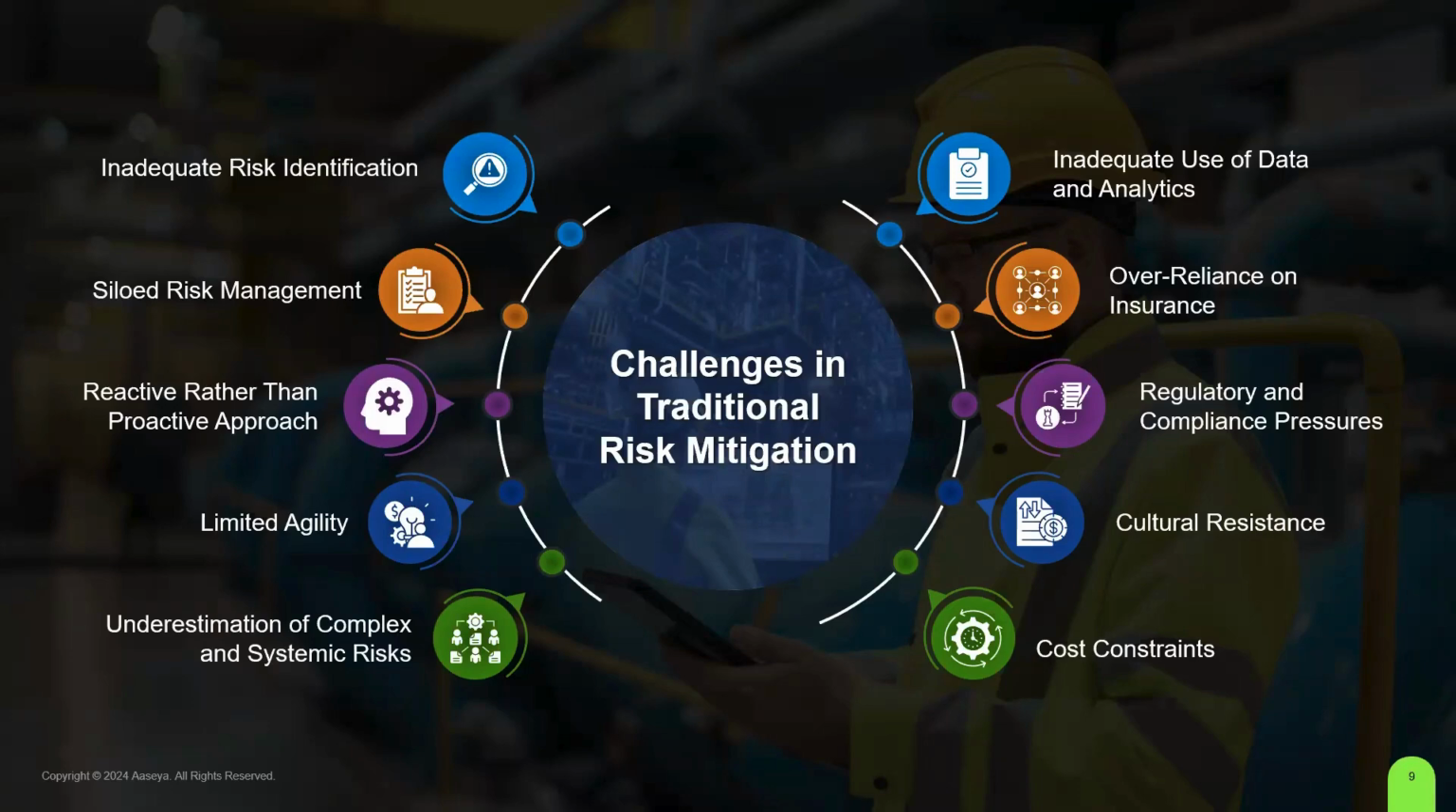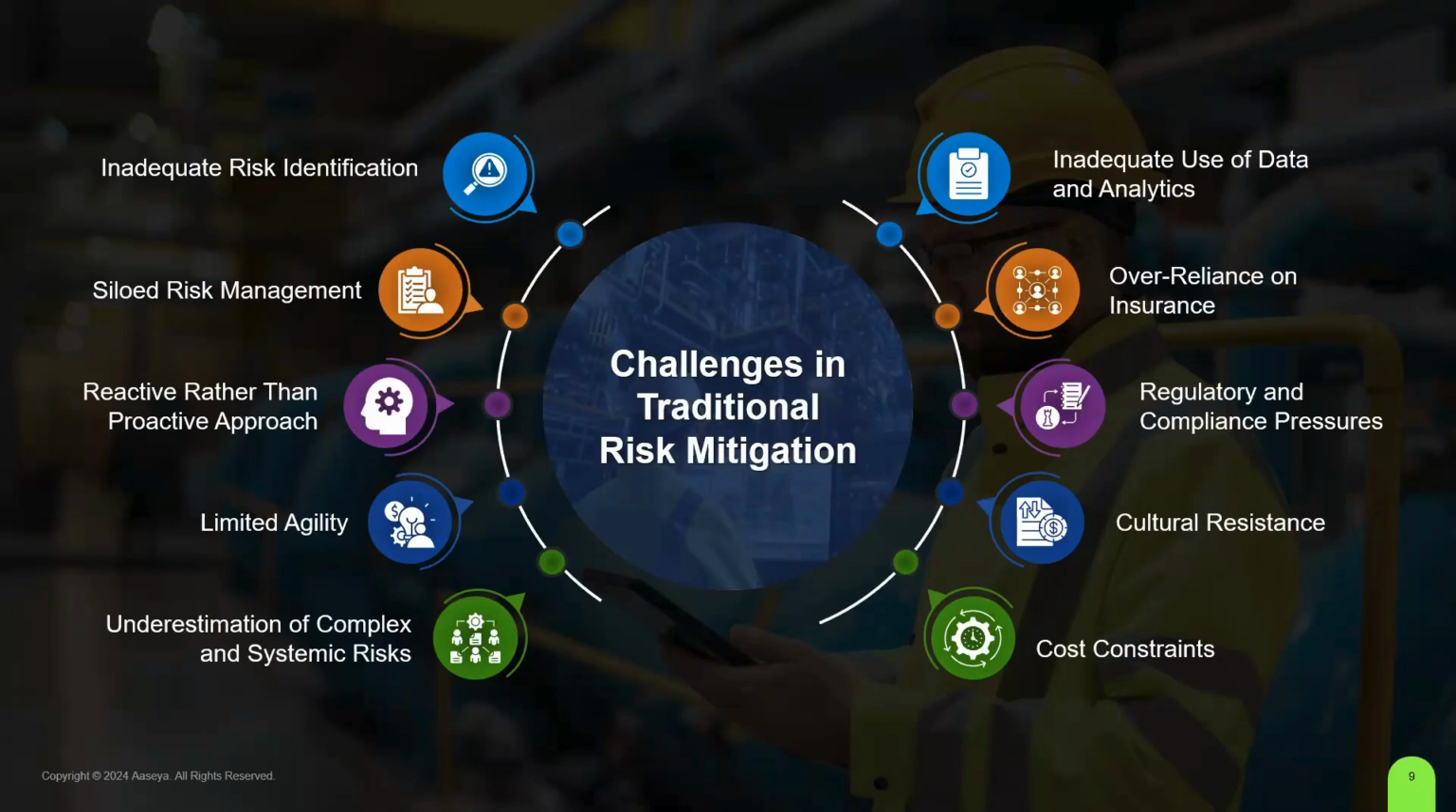Second, siloed risk management. Many organizations manage risks in silos, with different departments handling their own risk concerns independently. This can lead to gaps in identifying and mitigating risks that cut across departments, resulting in an incomplete understanding of potential vulnerabilities. Third, reactive rather than proactive approach.